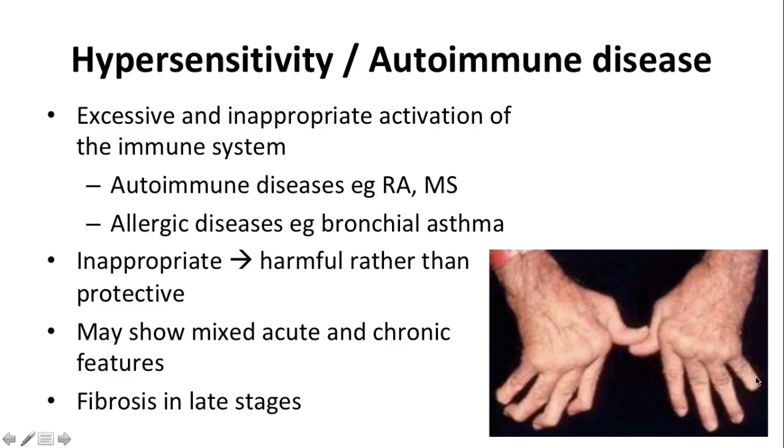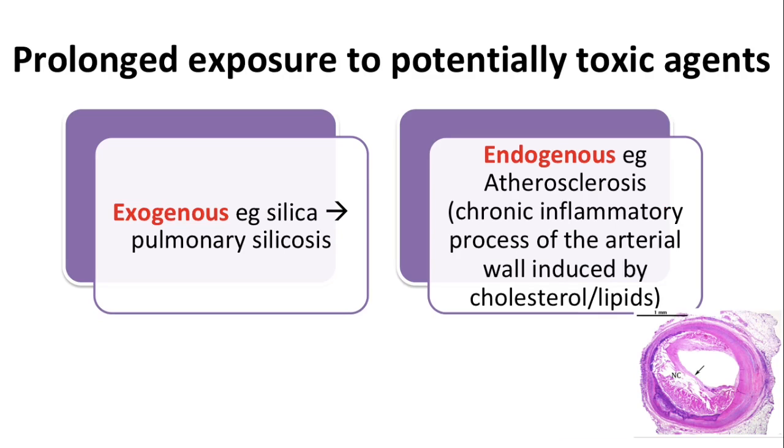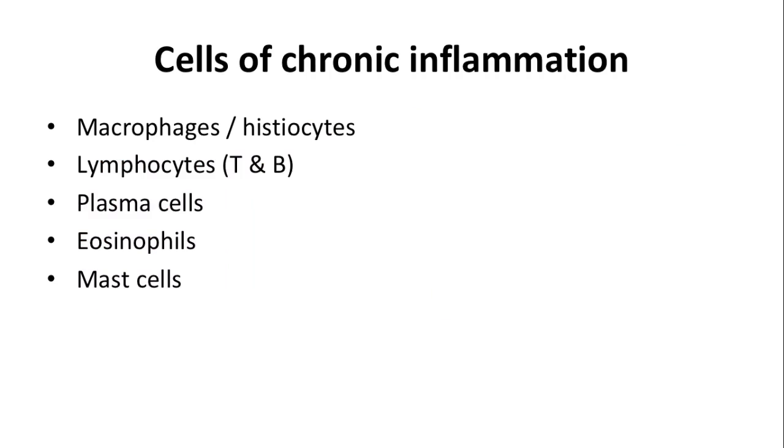So this is an example of someone with rheumatoid arthritis where the hands and the fingers are all deformed as a result of fibrosis. Prolonged exposure to potentially toxic agents. So toxic agents can be exogenous, something coming from outside, such as silica, which can lead to pulmonary silicosis. You can also have endogenous toxic agents such as cholesterol, which results in atherosclerosis. So this is an example here. The lipid will deposit within the wall of the artery and cause local inflammation.